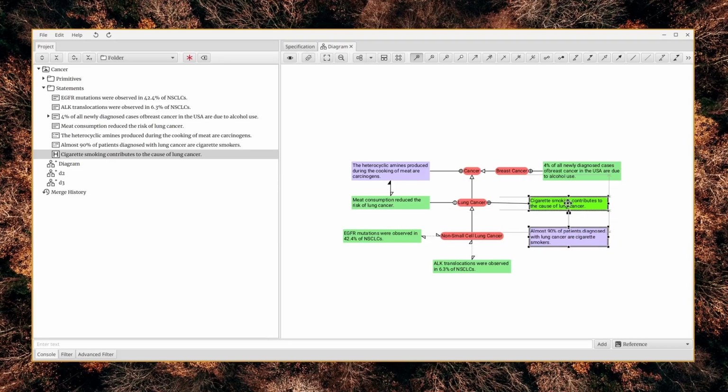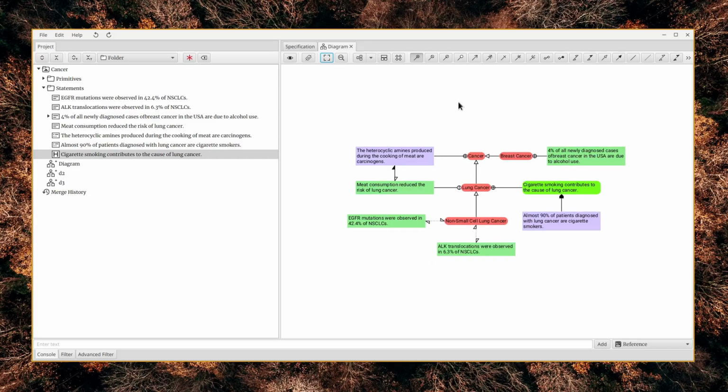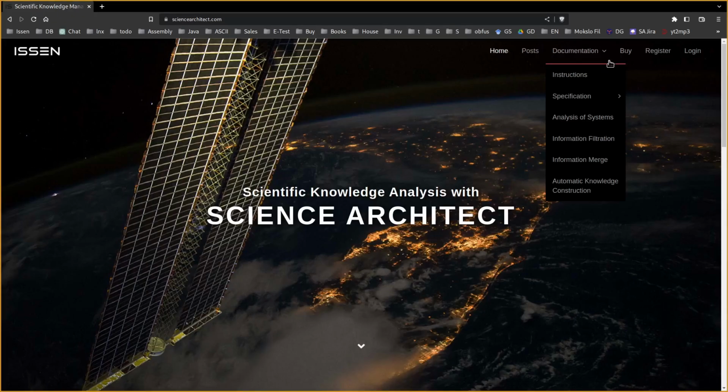Once we have a hypothesis, our next task is to use research methods to test its validity and determine whether it is accurate or not. As you might have noticed, Science Architect has many types of relations. In this tutorial, I have already shown several relations that are in large part sufficient to start modeling scientific knowledge systems. However, to find the meaning and use cases of other relations, you can visit sciencearchitect.com, go to Documentation, Specification, and press on Relations.